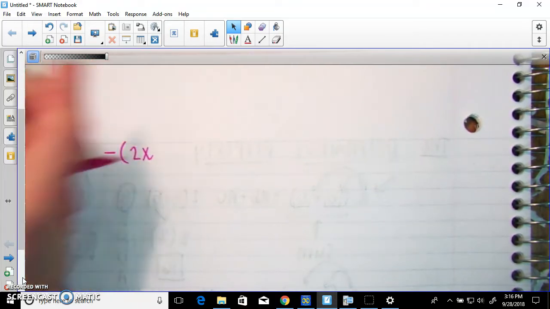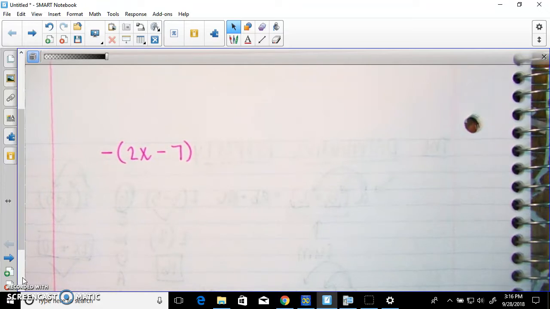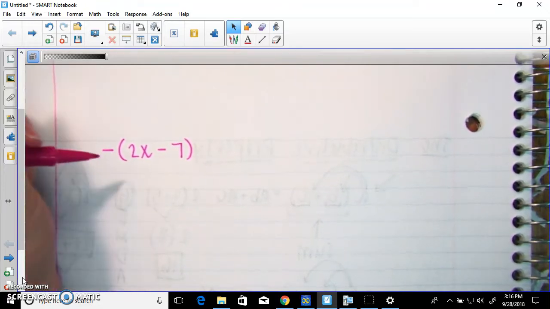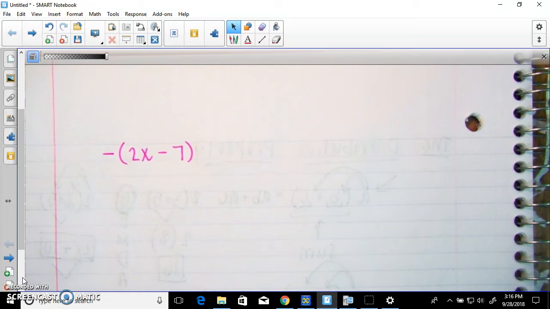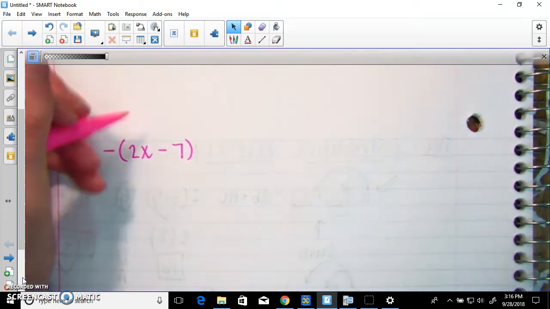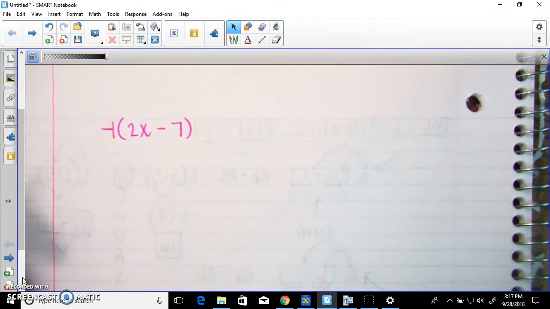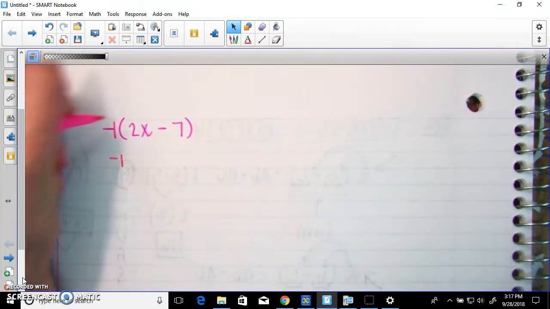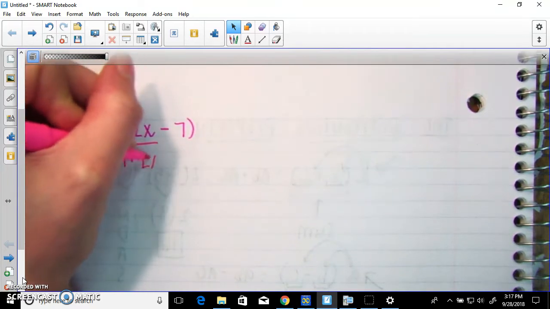For our next example, let's have negative quantity 2x minus 7. So all we have is a negative sign in front of our 2x minus 7. So what coefficient are we actually going to be distributing? What is that factor? Anytime you have a negative by itself, it's representing a negative 1. So what we're really seeing is negative 1 times the first term, 2x. So negative 1 times 2x.